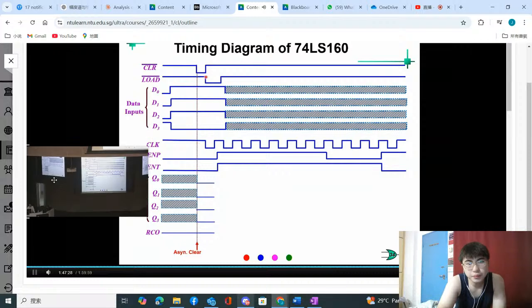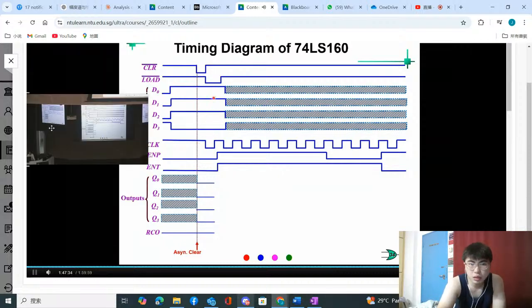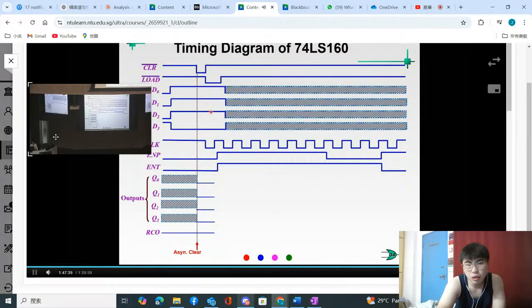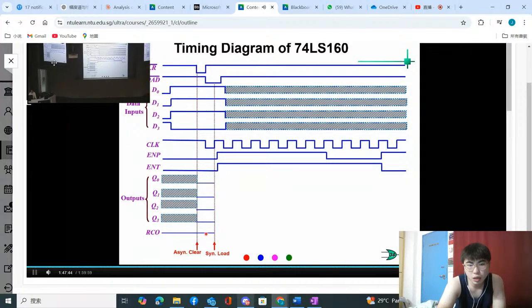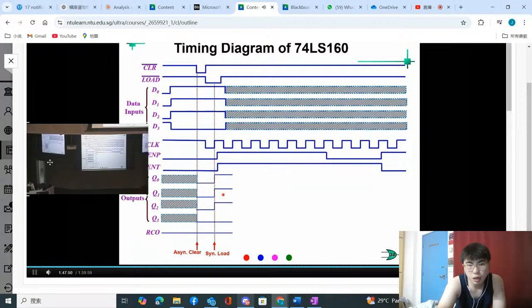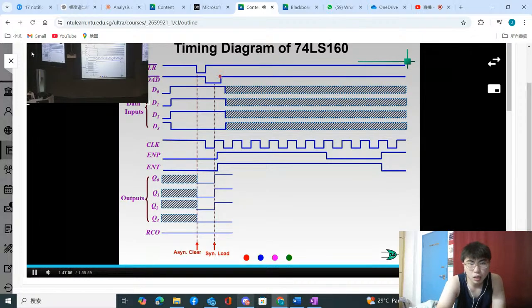And for data, you do a load. Once you load, the data input, which is D3, D2, D1, D0, in this case 0, 1, 1, 1, which is 7, you load onto the Q output. Okay, synchronous load. So the output becomes 0, 1, 1, 1, which is the same as the input. After you load already, you have to disable the load signal. Because if you don't disable it, you continue to load and load new data.